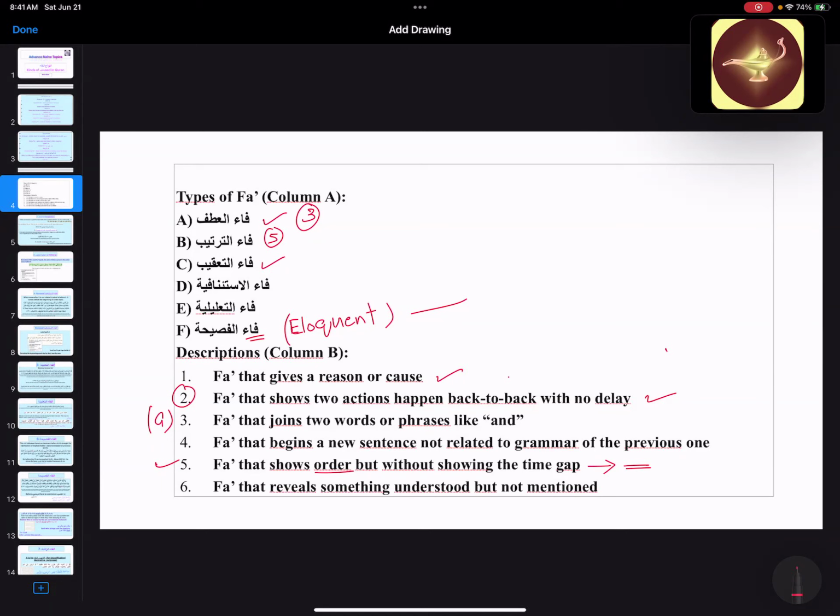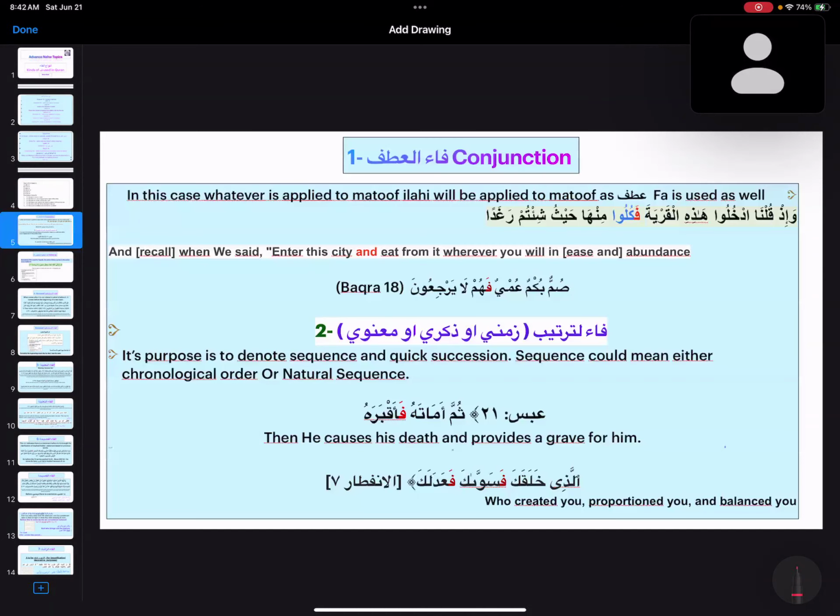Talil means reasoning. I mean, the statement or action after the fa is the reason. We will see an example. Okay. So let's revise one more time. What is the example of fa ataf?